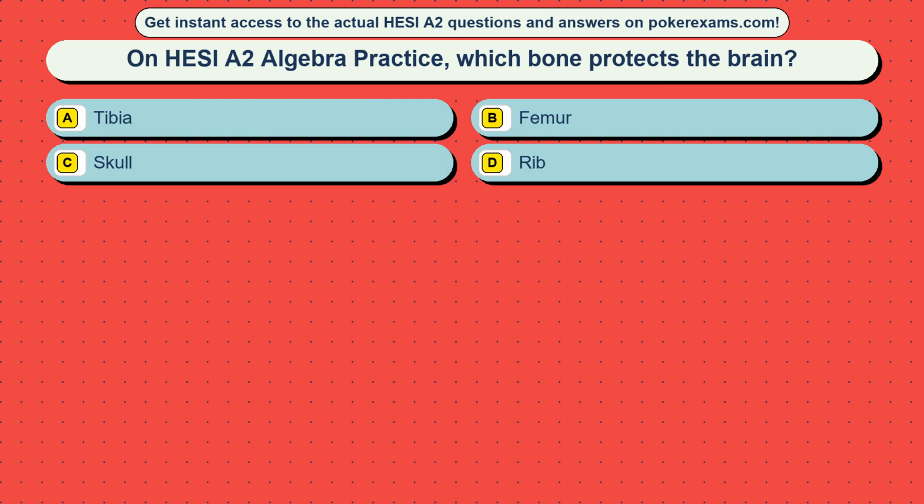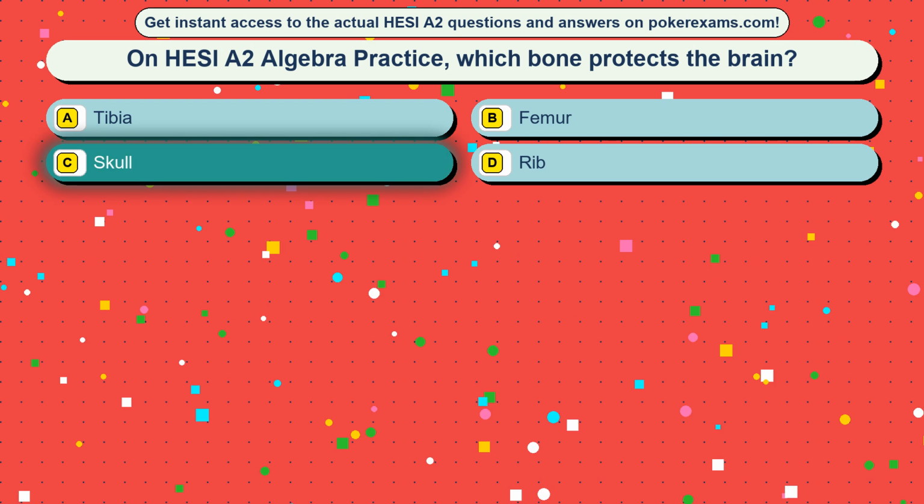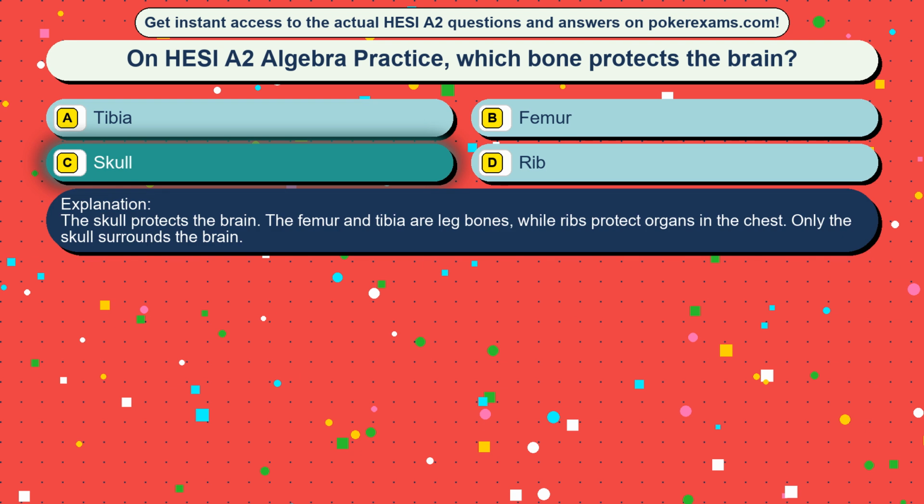Question 44. On HESI A2 algebra practice, which bone protects the brain? Option A, tibia. Option B, femur. Option C, skull. Option D, rib. The correct answer is option C, skull. The skull protects the brain. The femur and tibia are leg bones, while ribs protect organs in the chest. Only the skull surrounds the brain.